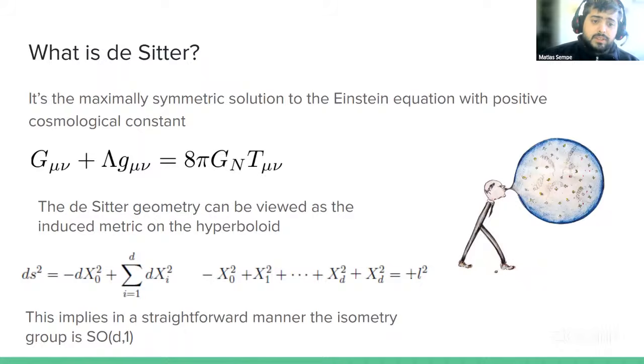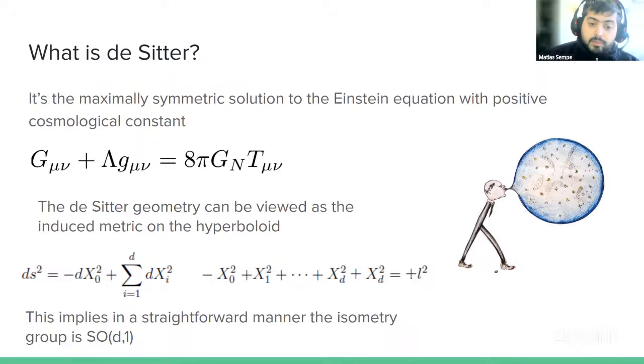The de Sitter geometry can be viewed as an induced metric on the hyperboloid. On the left, we have a Minkowski space with one more dimension than the de Sitter dimension, that is d, and on the right, we have the constraint. If we use the constraint on the left-hand side, we will obtain the de Sitter metric that we will study. Depending on how we put the parameterization on the right, we will find different patches of de Sitter. We'll talk a little more about that in the next slide.